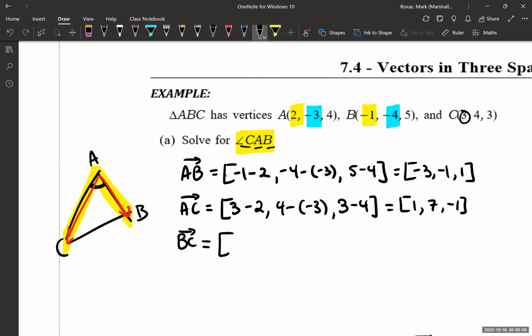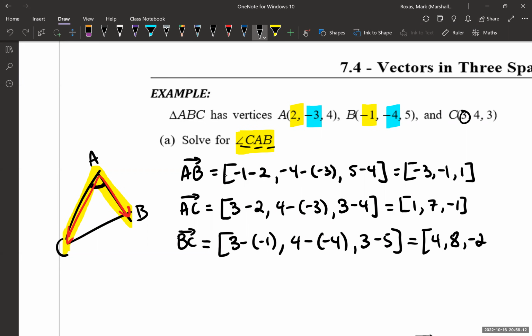would be the coordinate of C minus the coordinate of B, so 3 take away -1. The y components are 4 take away -4, and the z components are 3 take away 5. And simplifying that, we get 4, 8, and -2.